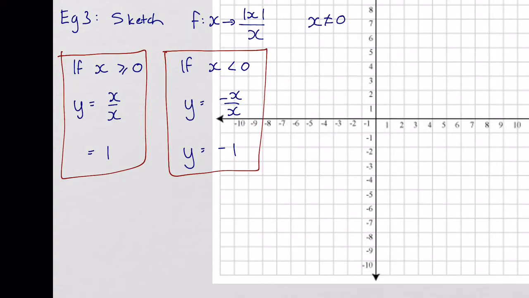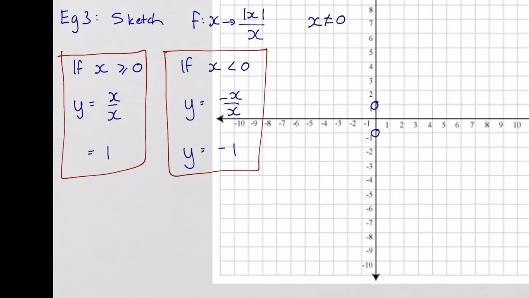But before we carry on, remember that we said that x at least cannot equal 0 in both cases, because in both cases it would make the fraction undefined. So we're going to start by putting an open dot at positive 1 on the y-axis and at negative 1 on the x-axis. Okay, because that's implying that it can't equal 0.